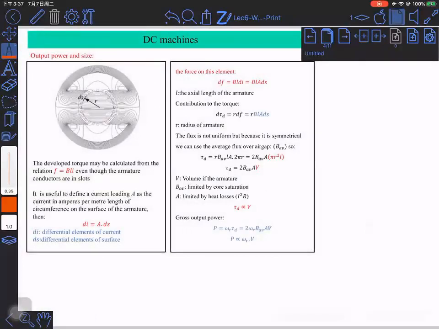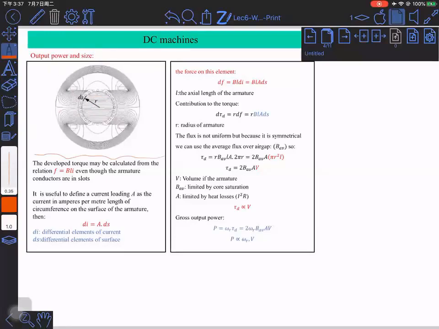Okay, now let's look at the first topic today, the output power and size of the DC machine. Let's look at the upper left corner figure here. This is the flux lines distribution in a typical DC machine where we have the stator and the rotor. If you look at the stator, the flux lines here are evenly and uniformly distributed. Here is not very uniform, but is approximately uniform. In the rotor circuit, it's uniformly distributed with the same direction, and the flux density is just constant. But in the air gap, it is different from this.